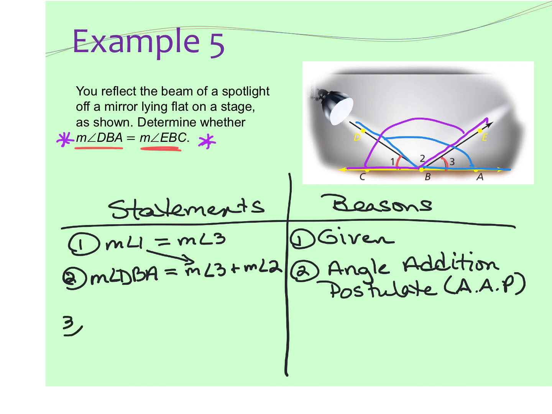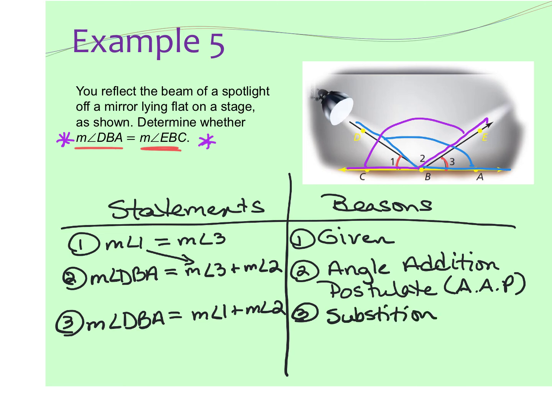Now, I was also given in the first statement that angle 1 equals angle 3. So what I'm going to do is a substitution, and I'm going to plug in angle 1 here. Next, I'm going to do the substitution. So I'm going to take out the measure of angle 3, and I'm going to replace it with what it equals, which is the measure of angle 1. Everything else stayed the same. And this is called substitution. And again, if you want to say POE, you can.